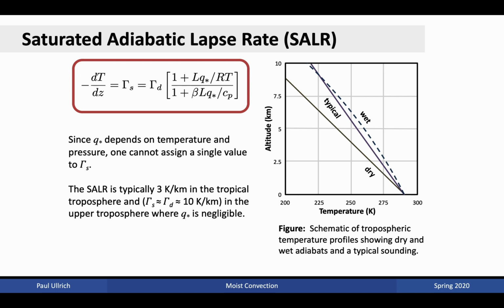Since Q star depends on temperature, there is not a single value associated with gamma S. However, the saturated adiabatic lapse rate is typically about 3 K per kilometer in the tropical troposphere. And it's very close to 10 K per kilometer, or approximately equal to the dry adiabatic lapse rate in the upper troposphere where Q star is negligible. Recall again that Q star decays approximately exponentially with altitude, so in the upper troposphere where temperatures are very cold, we anticipate that the ratio within the square brackets is very close to 1. On the right-hand side here, we see a schematic of the tropospheric temperature profiles showing dry and wet adiabats, and a typical sounding shown with the purple solid line in the middle.